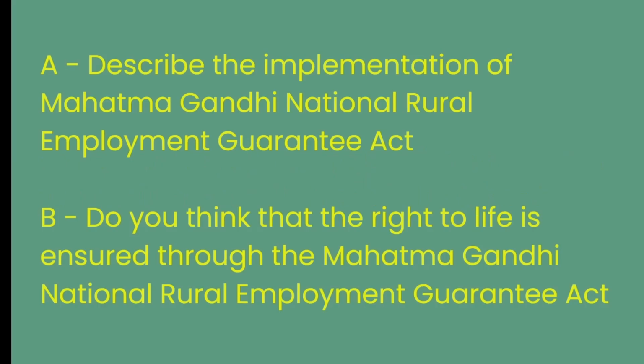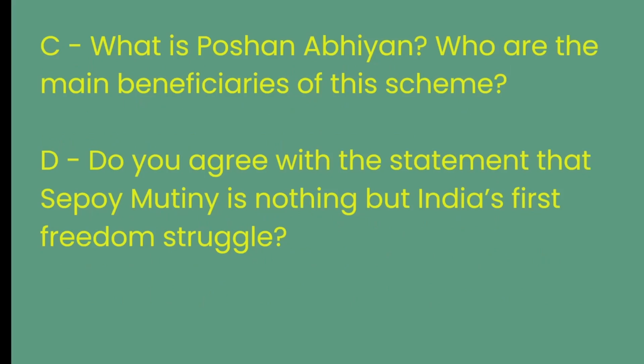A. Describe the implementation of the Mahatma Gandhi National Rural Employment Guarantee Act. You just have to describe something, so this is an understanding question or even a factual question. B. Do you think that the right to life is ensured through the Mahatma Gandhi National Rural Employment Guarantee Act? So, do you think, what is your opinion? This is an evaluation being asked. C. What is Poshan Abhiyan? Who are the main beneficiaries? This is totally a factual question, a remembering question.